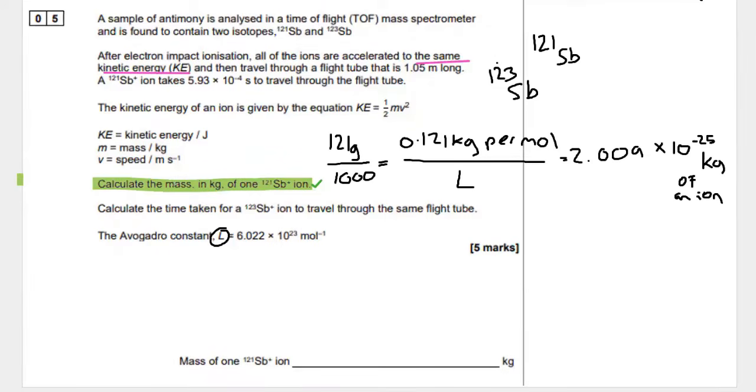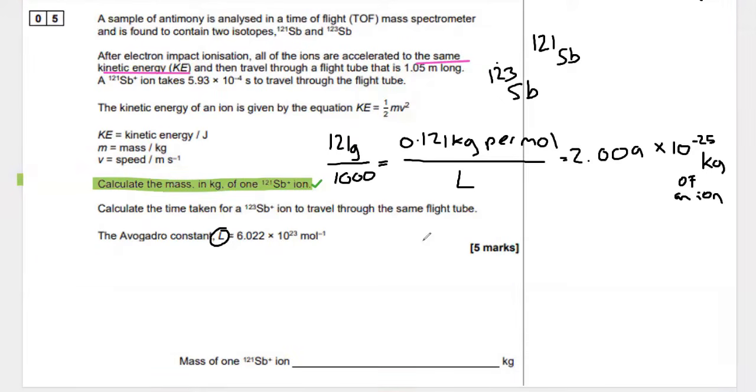Next step to this question: calculate the time for a 123 Sb plus ion to travel through the same flight tube. Bearing in mind they're going to have the same kinetic energy, we can only do this if we work out the kinetic energy of this first ion. Then we'll know the kinetic energy of the second ion and be able to calculate its speed, or the time it takes to travel through the tube. So let's first of all work out the kinetic energy of this first ion.